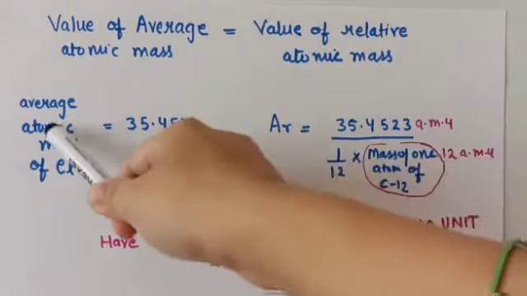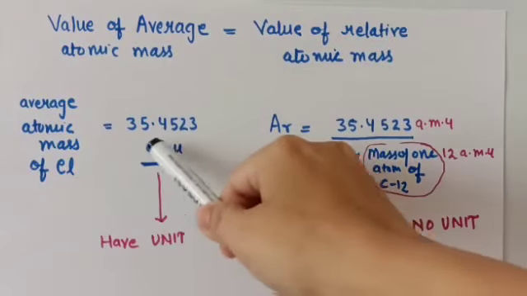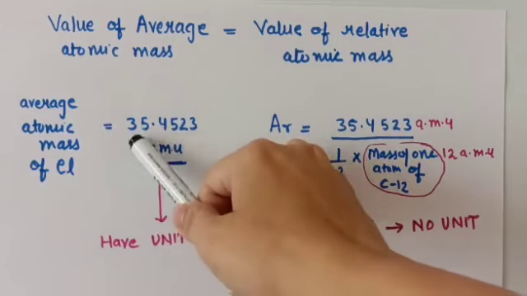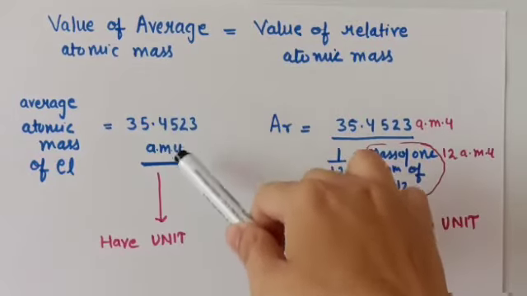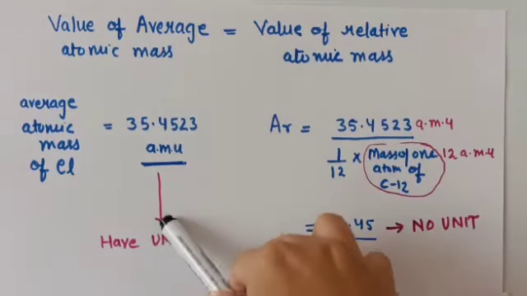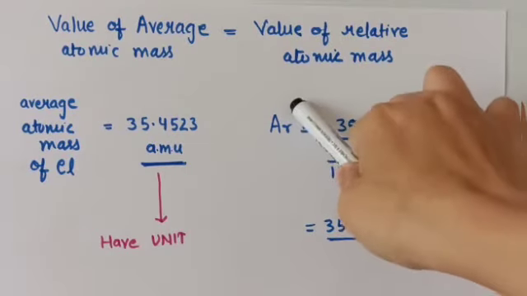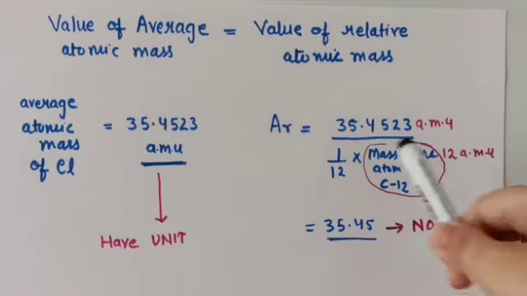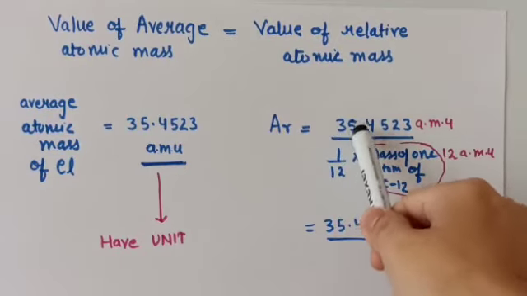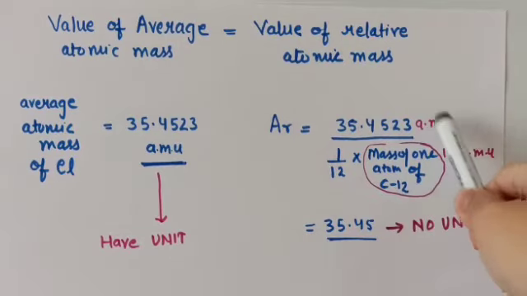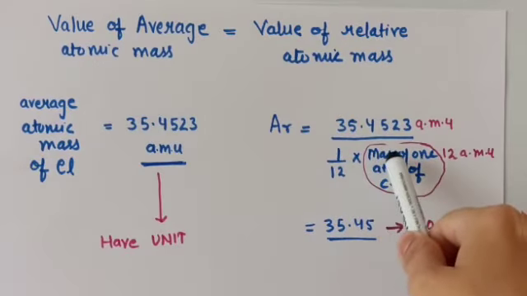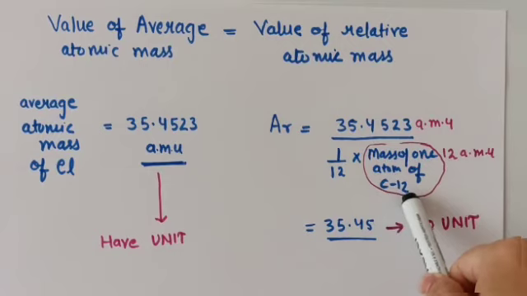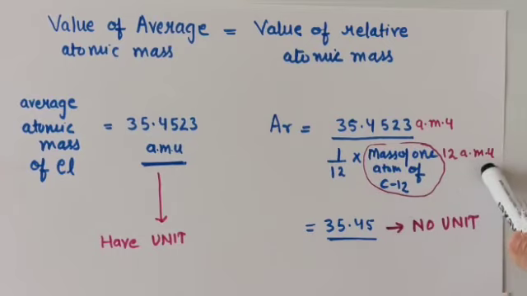As you see in the example, we have calculated the average atomic mass of chlorine. It comes out to be 35.4523 AMU. Notice the unit is AMU. While in this case where we are calculating AR, that is relative atomic mass, how can we calculate? 35.4523 AMU, the average atomic mass of chlorine, divided by 1/12 of the mass of one atom of C12. And we all know that the mass of one atom of C12 is 12 AMU.